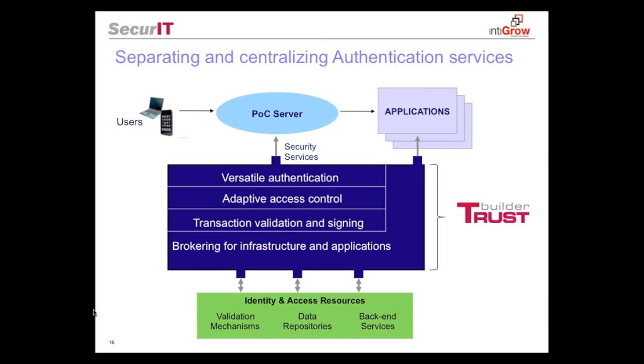You can also see an arrow on the right where applications, if desired, can actually integrate with Trust Builder as well. So you've got a way where you can set up and have the application be unaware of what's going on, or if an application wants to be aware, perhaps do transaction validation for a particular transaction or class of transactions, they can make use of these APIs as well. So then Trust Builder ends up becoming the broker to the back-end identity and access resources, such as the validation mechanisms, if that's, say, a server to validate Gemalto tokens or data repositories or different services that need to be called out to.